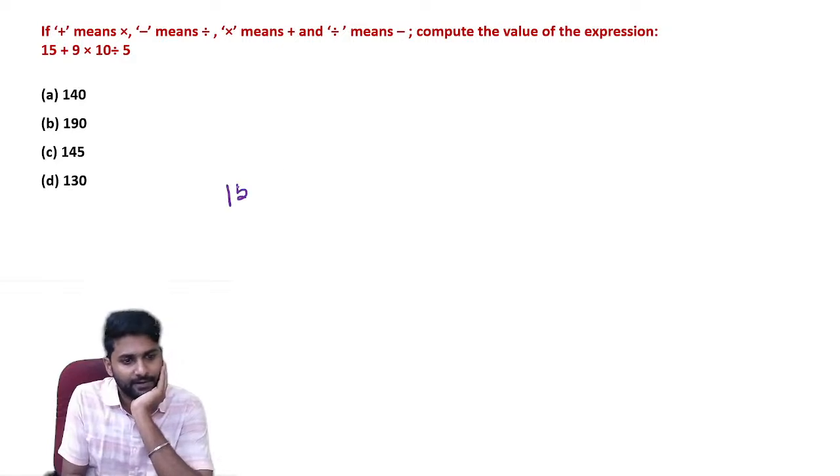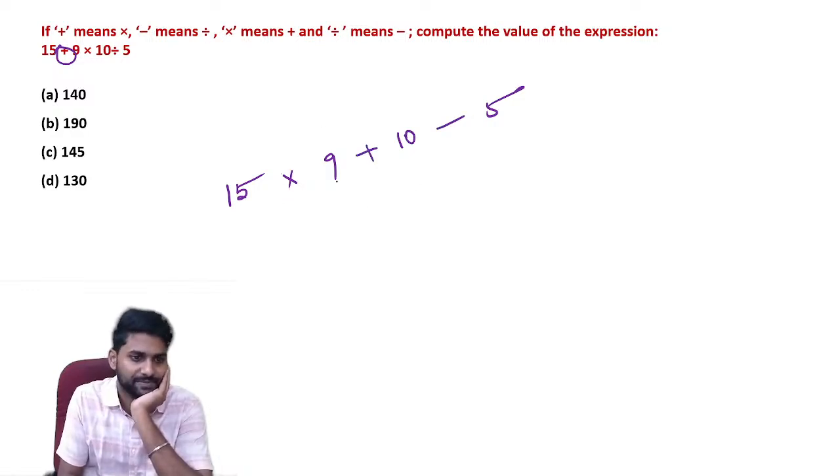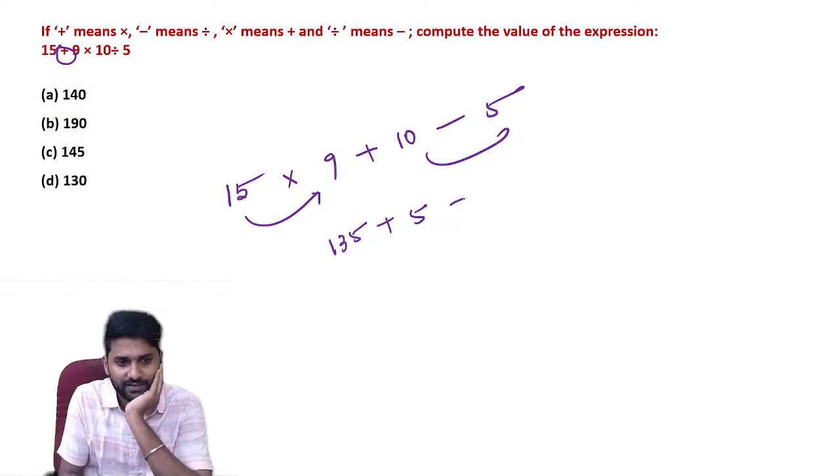I can see 15, 9, 10, 5. Here plus means multiplication. Multiplication means addition. Division means subtraction. 15 into 9 is 135, plus the difference is 5, and the sum value is 140.